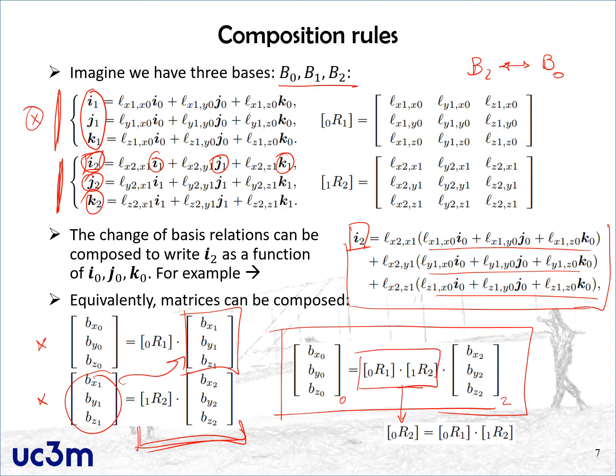So you see that the composition in matrix notation is particularly simple. We just have to multiply the matrices together, making sure that the inner indices are the same. So in this case, 1 has to match with 1.